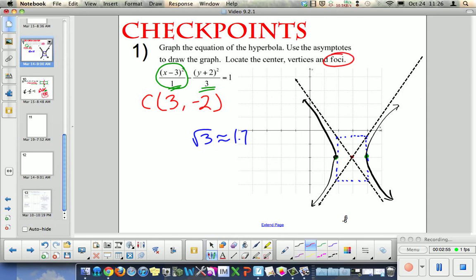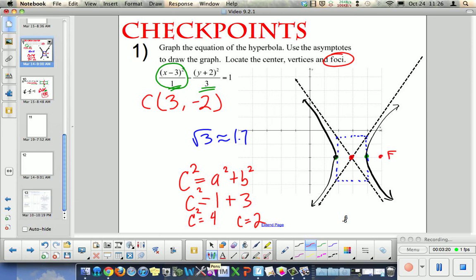Now, the one thing we haven't done is find the foci. And the foci are always a squared plus b squared. So we're going to add 1 plus 3 to get c squared. And that tells me c squared is 4. Therefore, c is 2. So that means my foci are 2 away from the center. But again, I want to go 2 away in the direction of the vertices. So that's one of my foci points. And the other focus is on the axis. And I have my sketch of my graph.